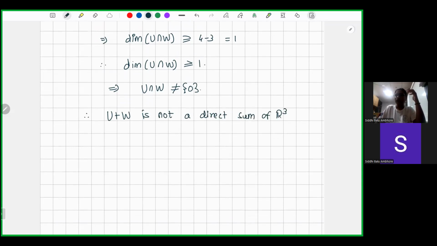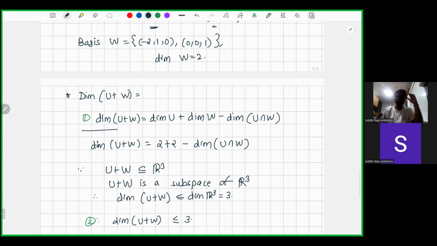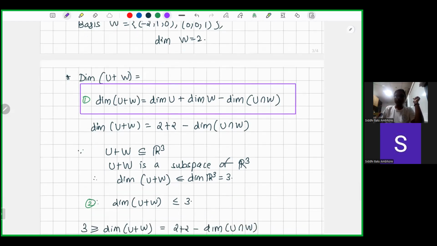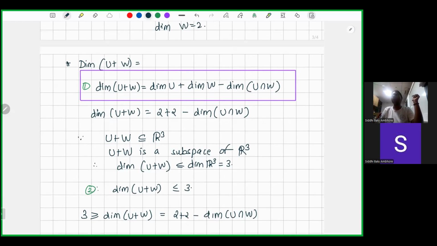So here what we are doing is we are not explicitly calculating or finding U intersection W, or directly calculating U intersection W and U plus W. But what we are doing is we are just calculating the dimension of U and the dimension of W, and using the dimension formula, we are just trying to calculate what is the possibility of the dimension of U intersection W. So since both U and W had dimension 2, and since U plus W is a subspace of R3, dimension of U plus W must be less than or equal to 3.